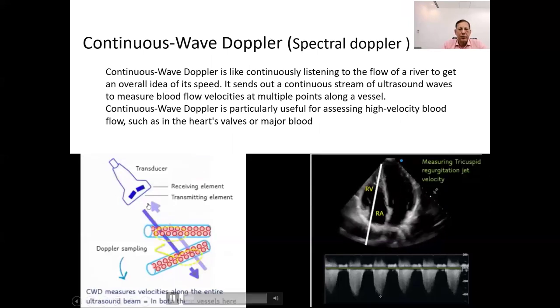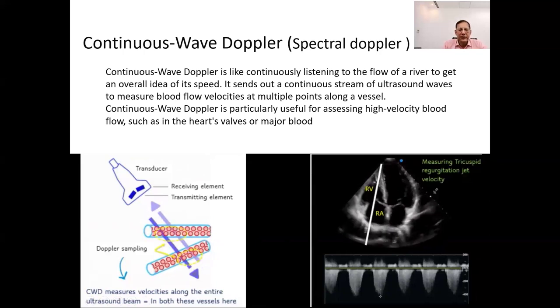Continuous wave Doppler is like continuously listening to the flow of the river to get an overall idea of its speed. Continuous wave Doppler sends out a continuous stream of ultrasound waves to measure blood flow velocities, but not from a specific region like in pulsed wave Doppler, but at multiple points along a vessel.